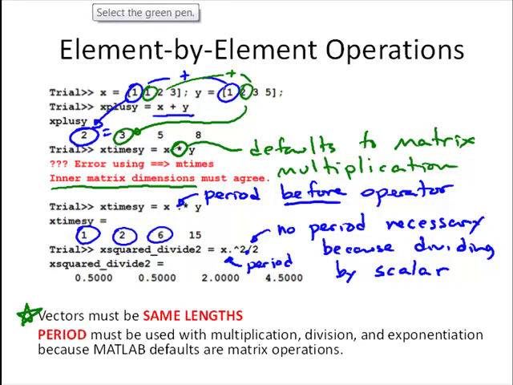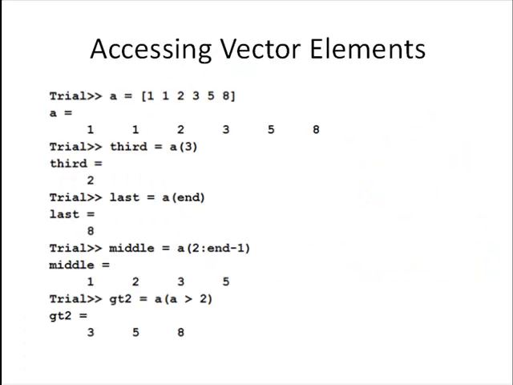So two keys when doing math with vectors. One is you need to make sure the vectors are the same lengths, and two is we need to have a period for multiplication, division, and exponentiation right before the operator, because the MATLAB defaults are matrix operations, and you'll get an error otherwise. So now I think you hopefully get an idea of how to expand our work before with mathematical expressions to work with vectors. Let's look at how we might access specific elements inside a vector.